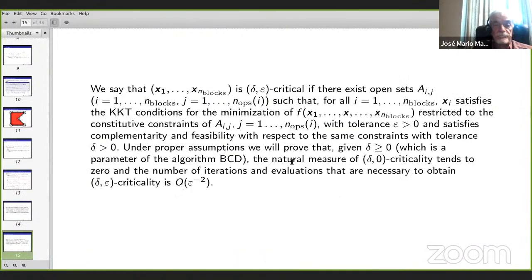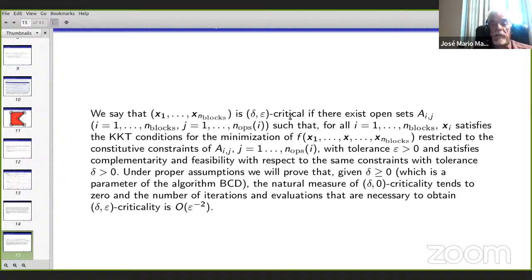Definition of criticality. I am going to say that the point is critical if there exists an open set Aij, where i is the block and j is the open set that I decide for this block, such that in all the blocks we have some kind of KKT conditions for the minimization of F restricted to the constitutive constraints corresponding to the chosen open set and the corresponding block. Approximately, so with tolerance epsilon, and complementarity and feasibility hold for the same constraints with tolerance delta.